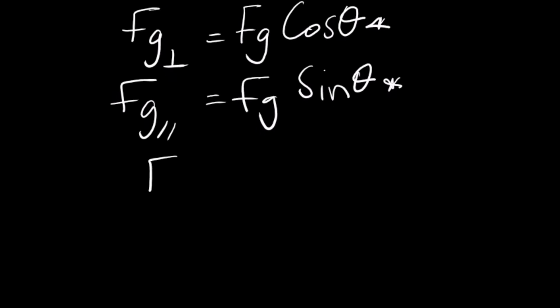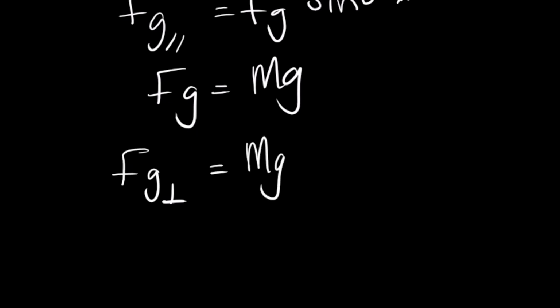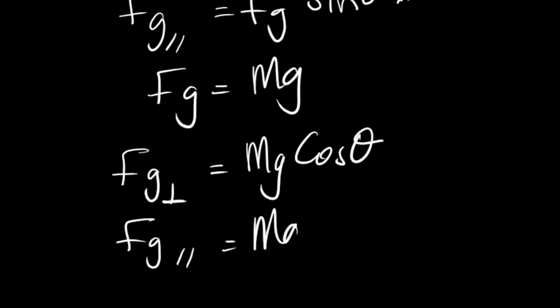We all know that the equation of Fg is what? Mg. So where I see Fg, I can substitute by Mg. So after substituting, this equation will be Mg cos theta. Fg parallel is equals to Mg sine theta.